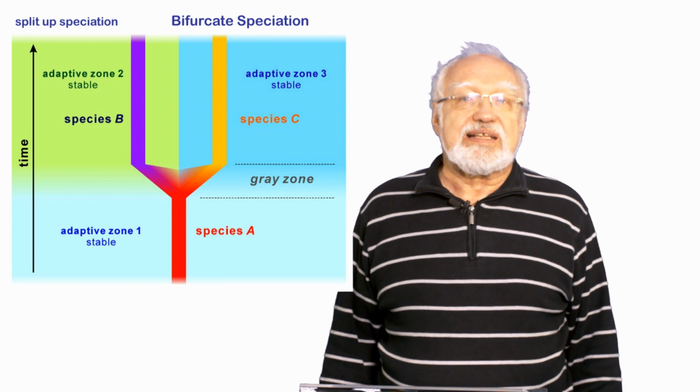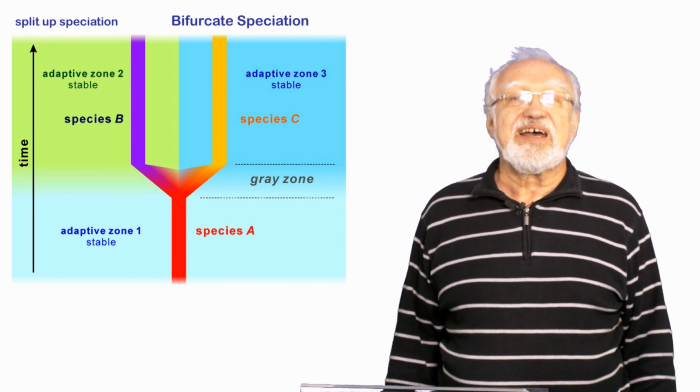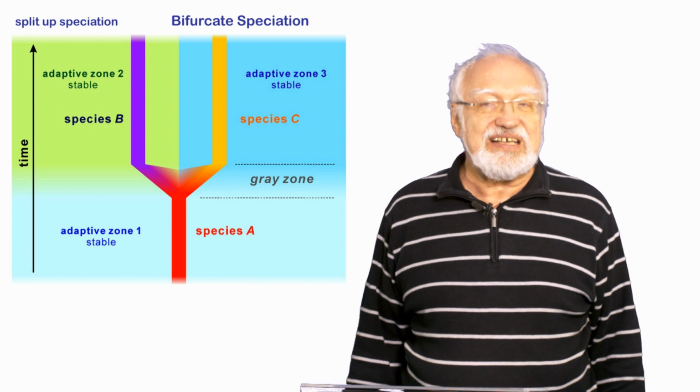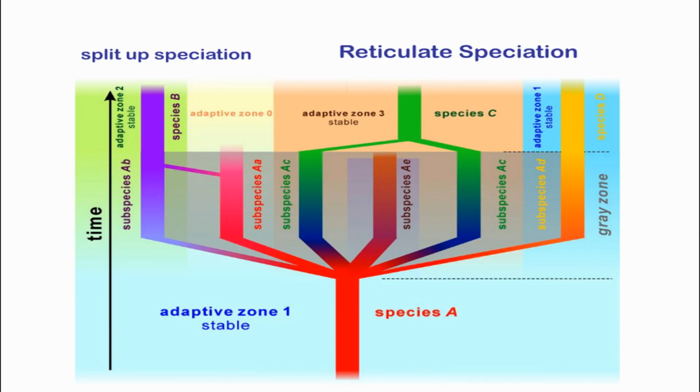Then we have a so-called split-up speciation. This was the bifurcate speciation we have shown before, but the bifurcate speciation is only a special case of a normal split-up speciation, of a so-called reticulate speciation. So we have a stable adaptive zone, and then within a time interval it changes, creating different adaptive zones, and all are occupied by different species, being adapted to this adaptive zone, very rapidly adapting to it.